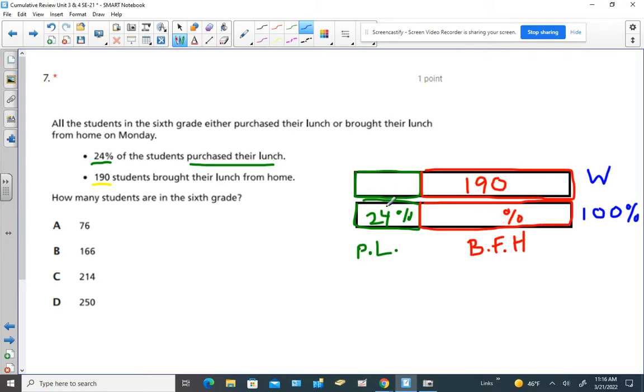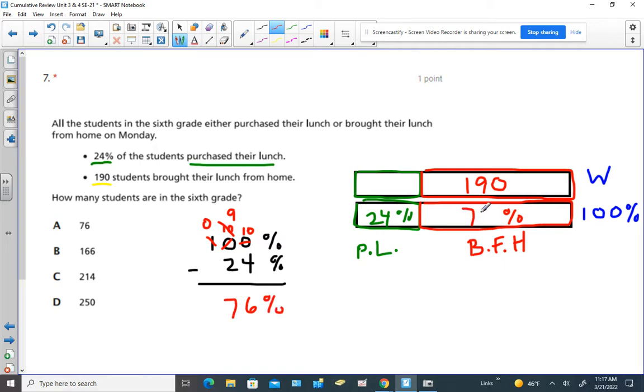And how do we find that? We subtract this number from this number to get that percent. On your paper, we're going to do 100%. Write this down on your paper: 100% minus 24% to get the percent. So there's some renaming involved. We can't take 4 away from nothing, can't take 2 away from nothing. So this becomes a 0, and for a moment, this will be a 10. But because we need to rename here, this needs to become a 9 so that this can be a 10. 10 minus 4 gives you the 6. 9 minus 2 gives you 7. So it's going to end up being 76% of the students brought their lunch from home.